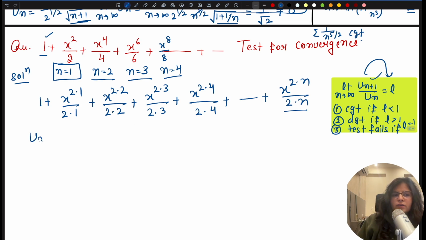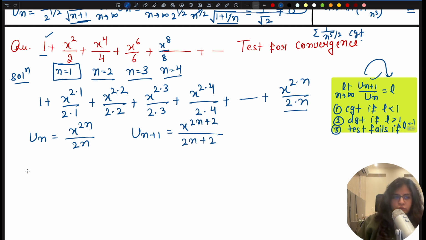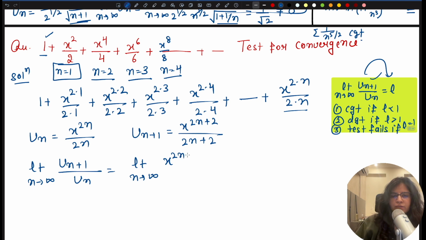So here un is equal to x to the power 2n by 2n. Now what is un plus 1? It is equal to x to the power 2n plus 2 divided by 2n plus 2. Now you find the limit n tends to infinite un plus 1 by un. And this is equal to limit n tends to infinite x to the power 2n plus 2 divided by 2n plus 2 into 2n by x to the power 2n. You find the value of this limit.